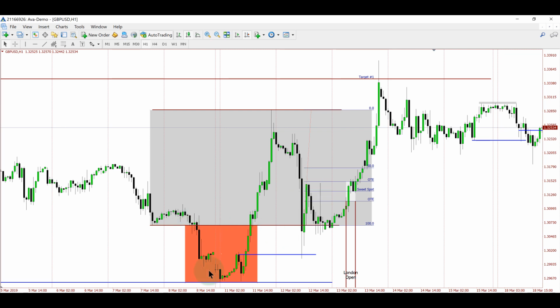So I've seen this as manipulation, running sell-side liquidity, and then this is one more time they dip down below it, clearing up the imbalance, and there's no necessity for it to get down below here again because they've already done the work.